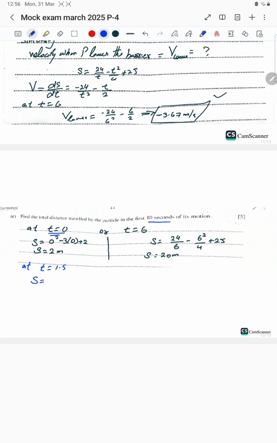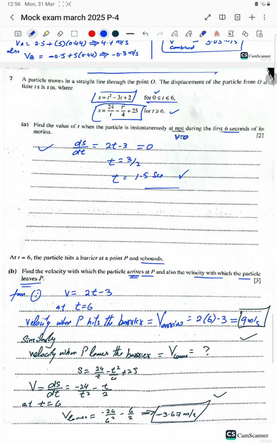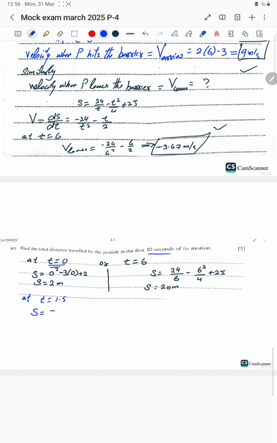For first we have t square minus 3t plus 2. So s will be 1.5 square minus 3 into 1.5 plus 2. We are calculating distance. Distance is absolute value, so we can take this. It comes minus 0.25, but because absolute value is a scalar quantity, not a vector quantity, it will be 0.25 meter.